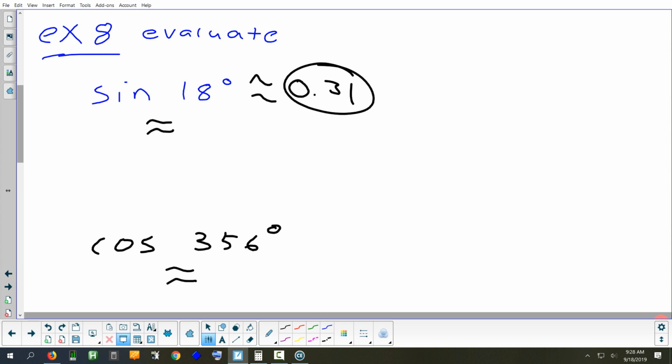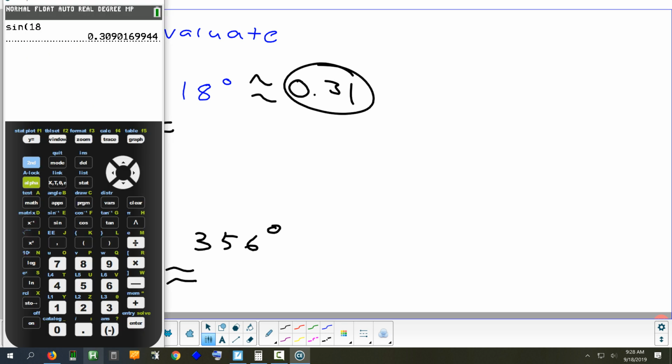Okay. Cosine 356 degrees. Already in degrees from last time, so I don't have to change anything. And what do you get if you put in cosine of 356?